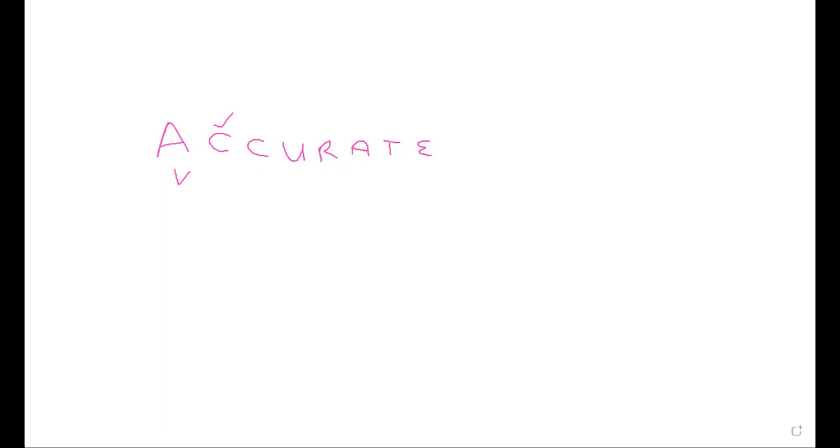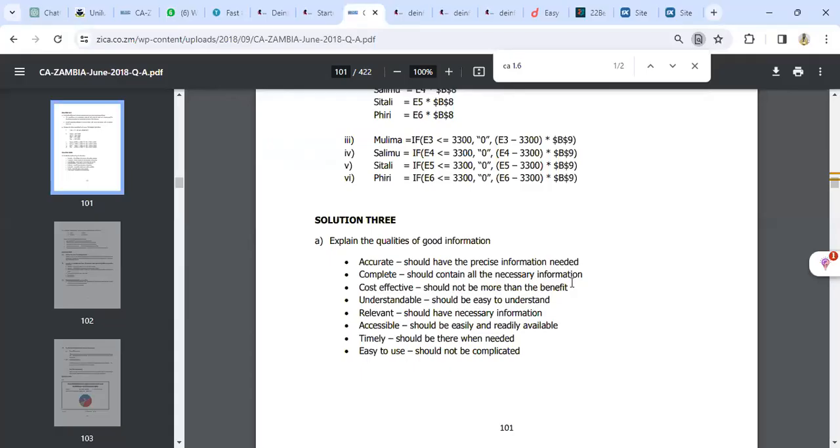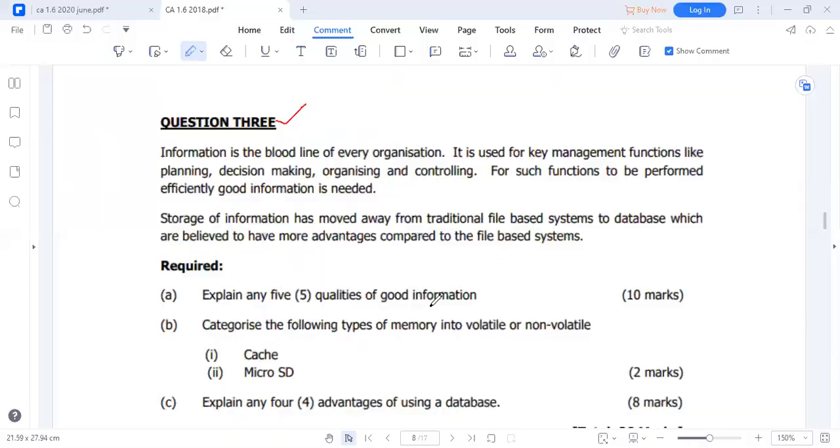So by being accurate, that's the precise information which is needed. By being complete, it means it must contain all information. By being cost effective, the benefit should be more than the cost. By being understandable, it must be easy to comprehend. By being relevant, it must be necessary information. By being accessible, it should be easy and readily available. By being timely, it should be there when it's needed. By being easy to use, it shouldn't be complicated. So information must be what? Accurate. Are we together? So those are the 5 qualities, 10 marks.